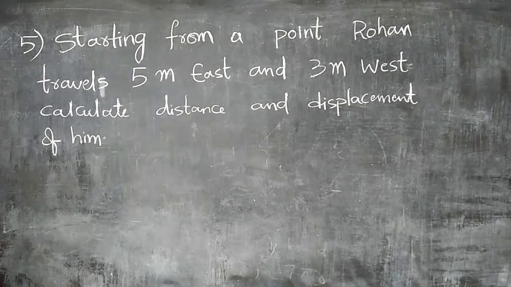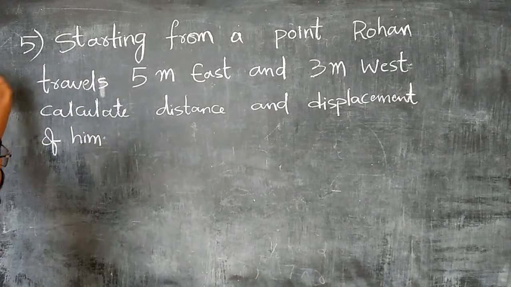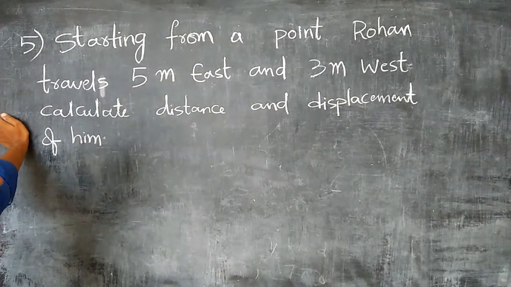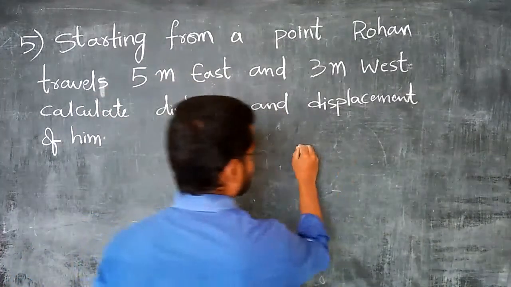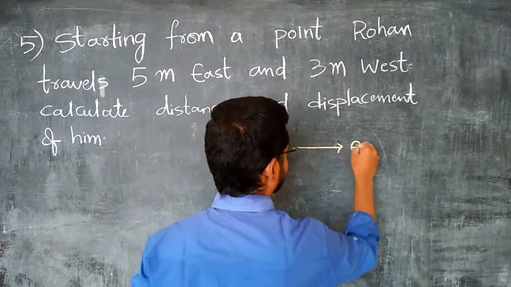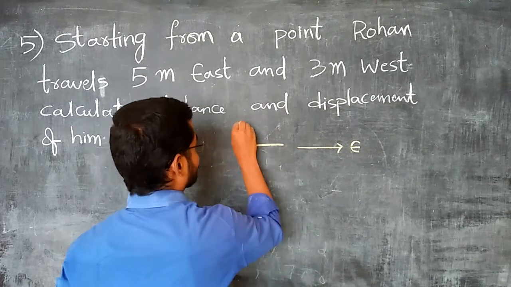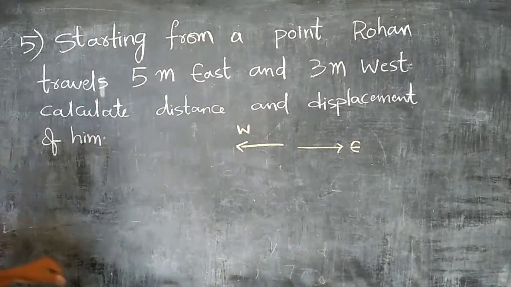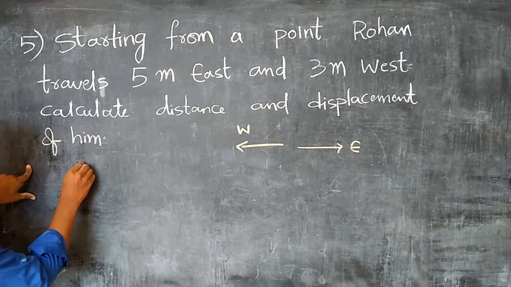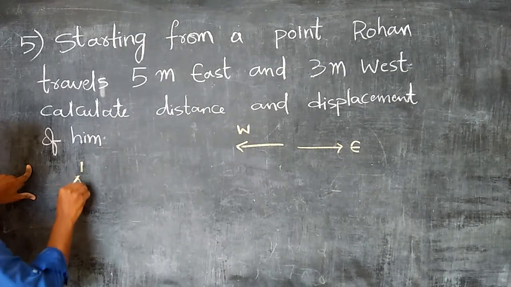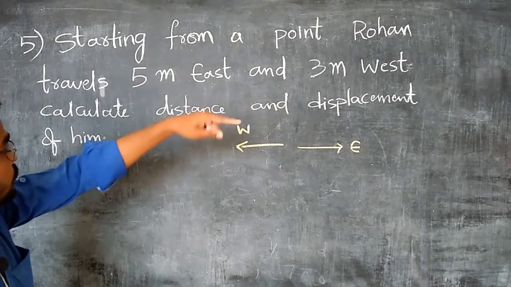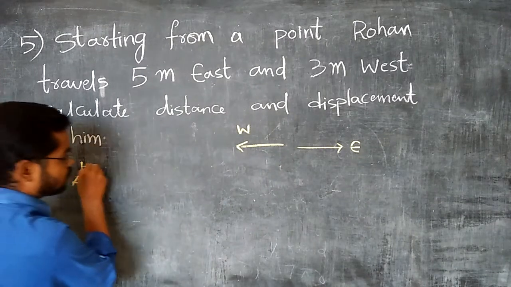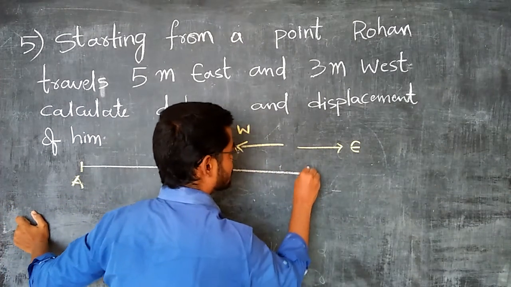And here is another question. Starting from a point, Rohan travels 5 meters towards east and 3 meters towards west. Calculate the distance and displacement of Rohan. Simple question. So east direction is this, and the west direction is this. So how will Rohan travel? I will take this A as the starting point of Rohan, and he will travel a path length of 5 meters towards east.